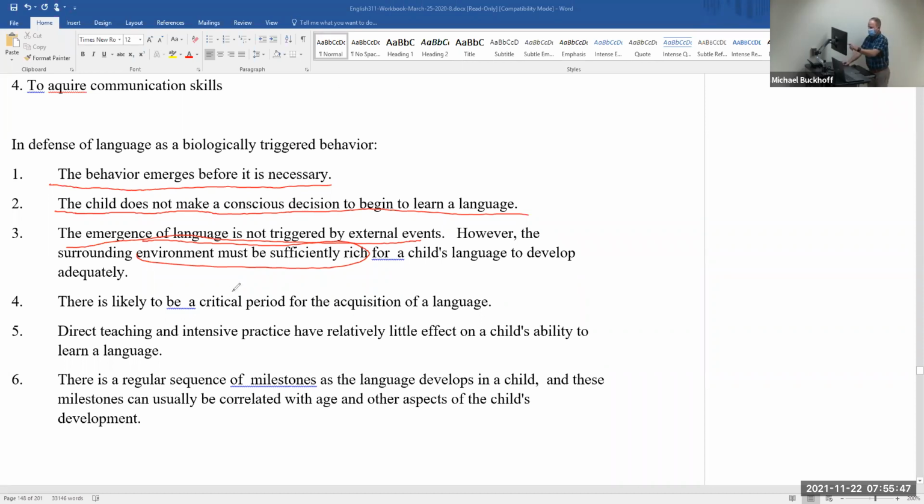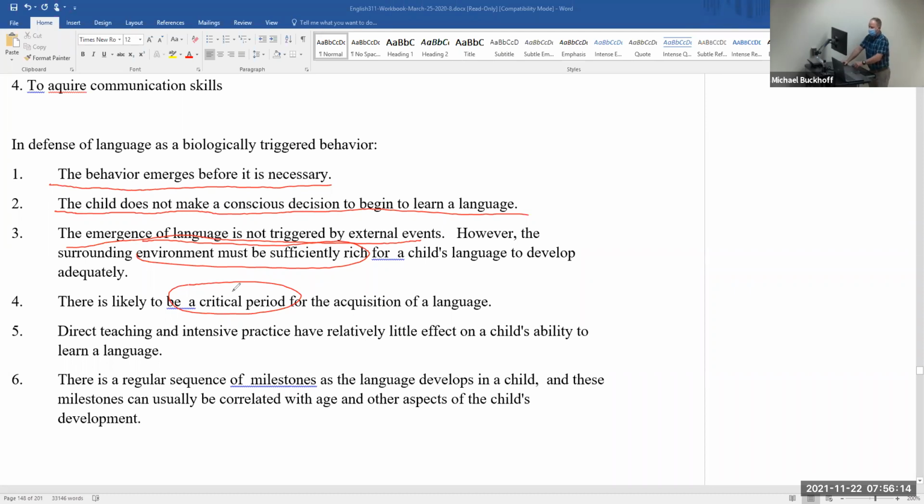There is likely to be a critical period for the acquisition of a language. There's a lot of research out there that says that language is time sensitive. It cannot be fully acquired at just any age, the first language especially. So there seems to be some sensitivity to when that language needs to be acquired.